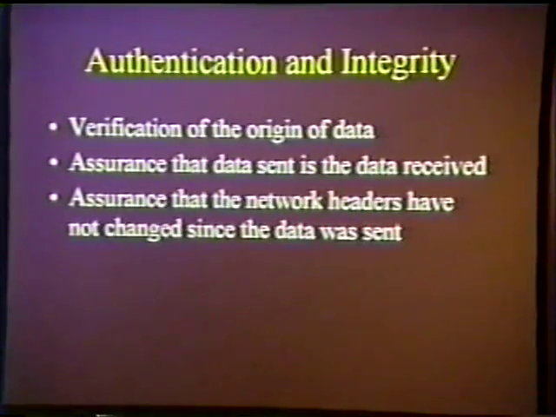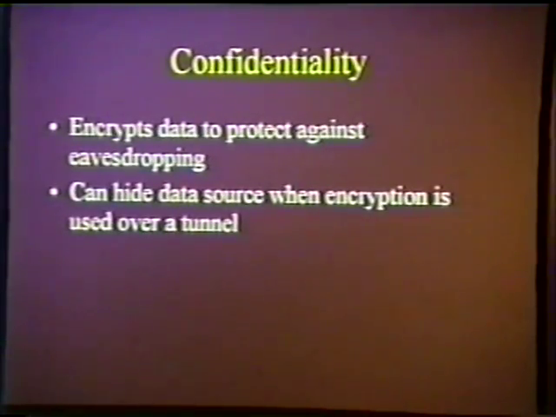It provides verification of the origin of data, and we're going to break apart a packet to show you where each one of those things sits. It gives you assurance that both the data and the network headers have not been changed in any of the data that's sent, depending on the protocol that's used. It provides confidentiality, encrypts data to protect against eavesdropping, and in tunnel mode, you can actually hide your data source, so they won't be able to figure out where exactly you're coming from.